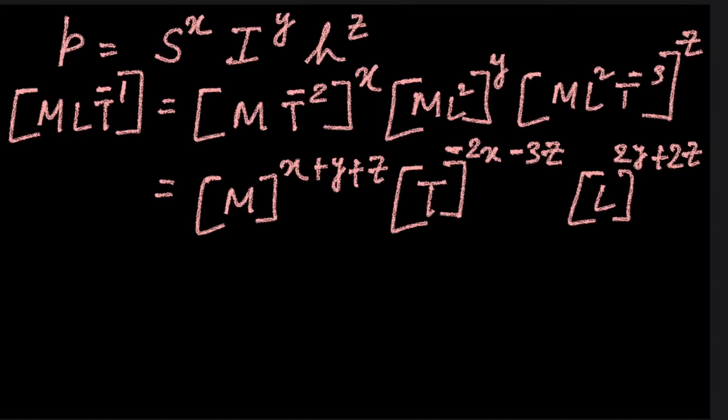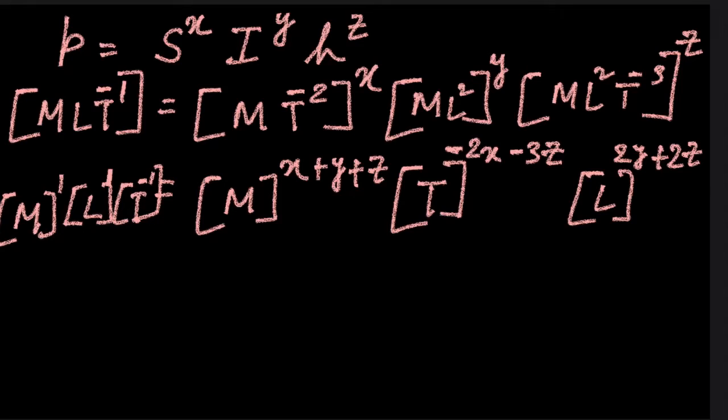Let us check before we proceed. M is to the power of x plus y plus z, T to the power of -2x minus 3z, L to the power of 2y plus 2z. Yes, and here we have M to the power of 1, L to the power of again 1 and T to the power of -1.